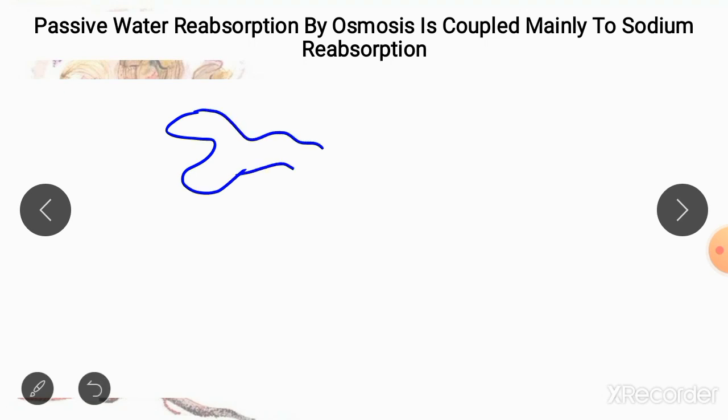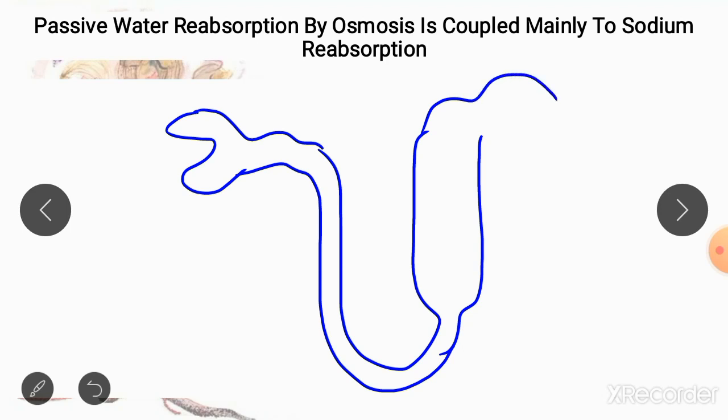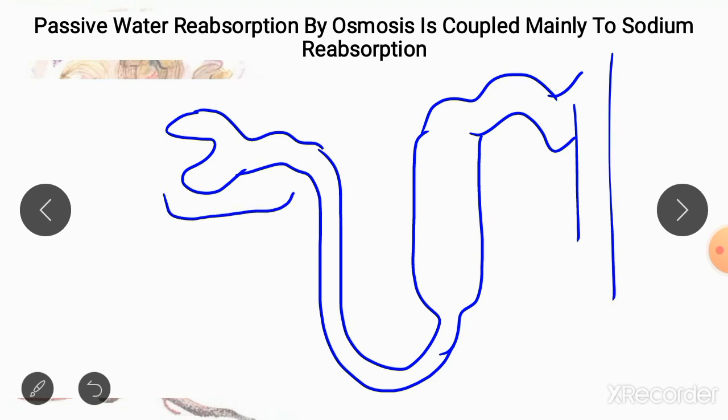Some parts have greater permeability to water, while some are less permeable, and some of them are even impermeable to water. So here I am going to draw the nephron and its different parts and show you the different permeabilities of these parts. First of all, we have the Bowman's capsule and the proximal convoluted tubule. These parts are very permeable to water.